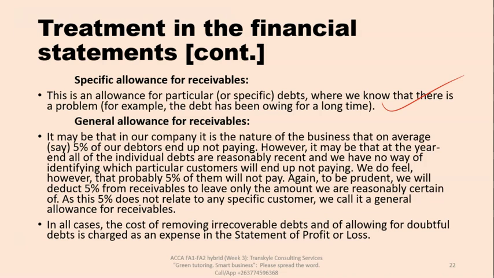So when we're talking of specific allowances, these are actually certain amounts. But these ones are actually relational, or relative.